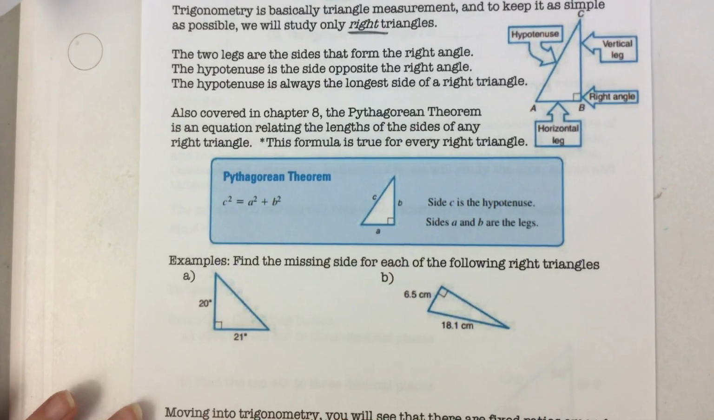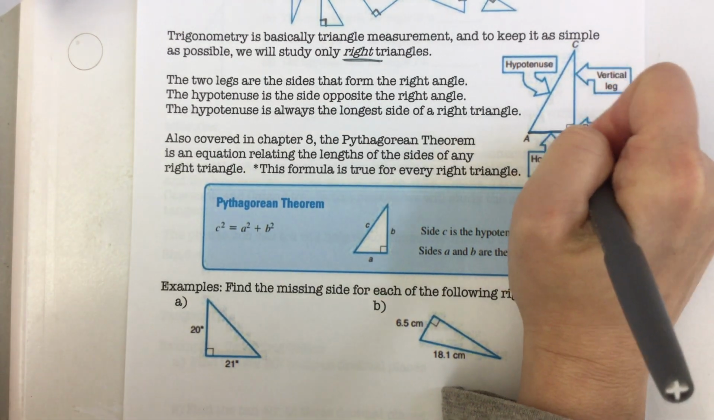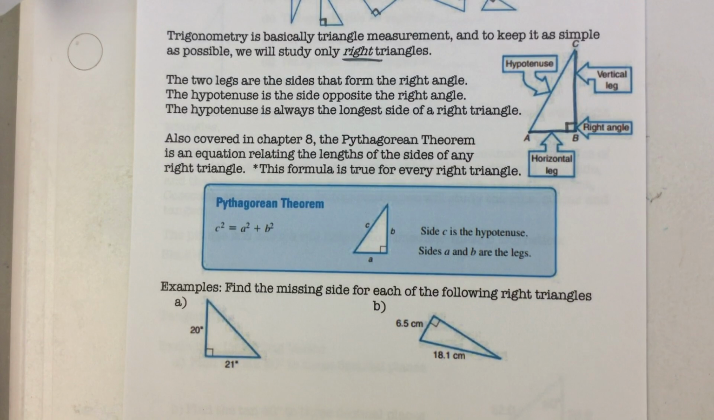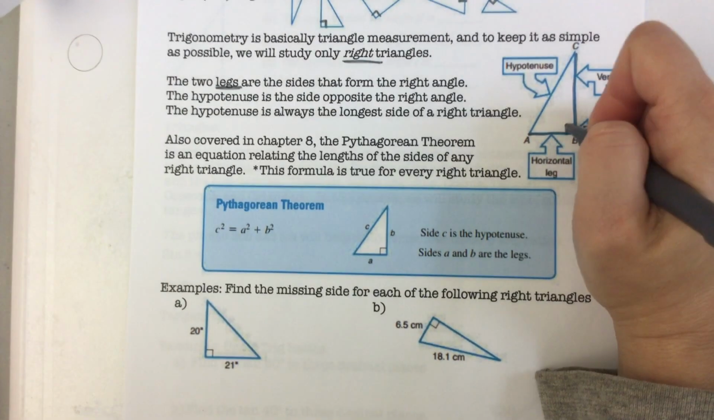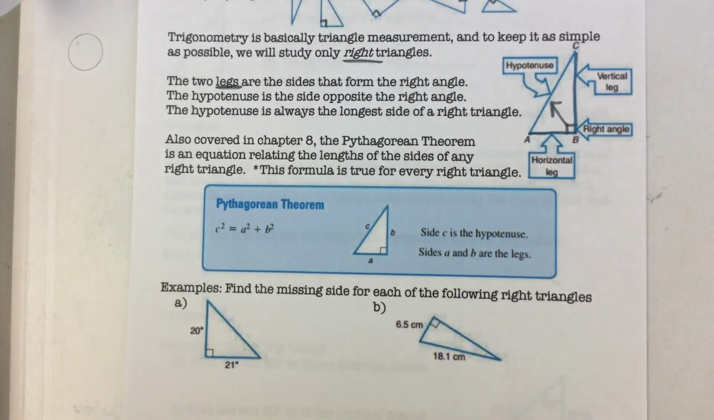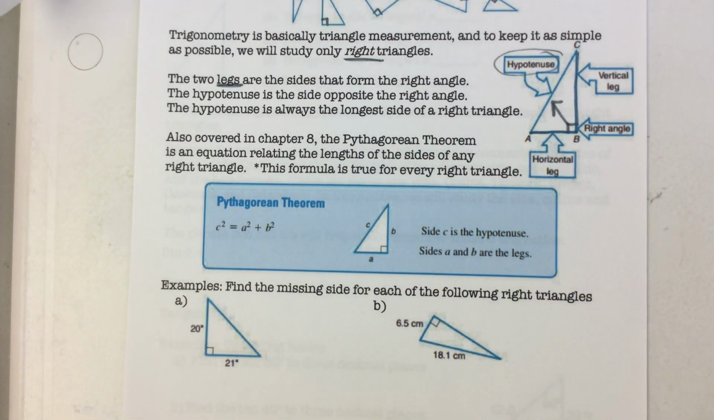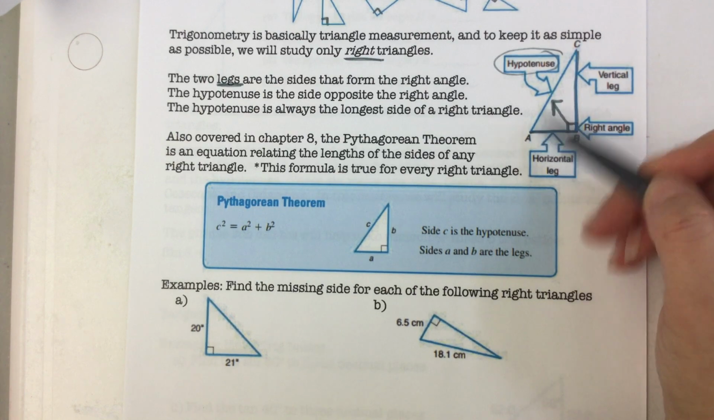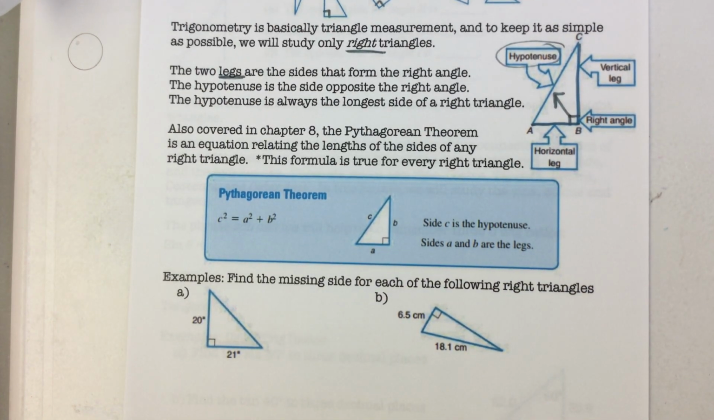So things that we look at when we're talking about a right triangle. The two sides that form the 90-degree angle, the two sides that actually touch that right angle, are called legs. The side that is across from the 90-degree angle is called the hypotenuse. The hypotenuse is always the longest side of the right triangle. So if we're looking at measurements, your hypotenuse needs to be the longest side.